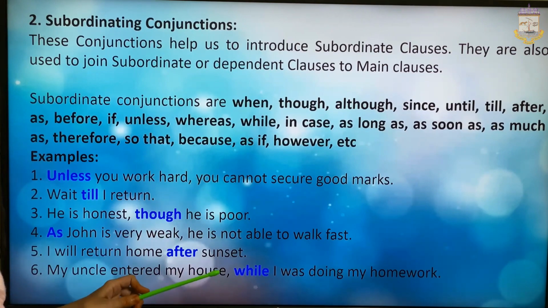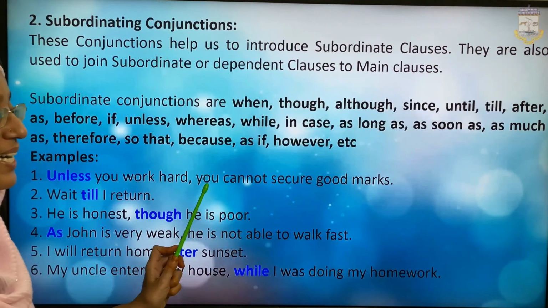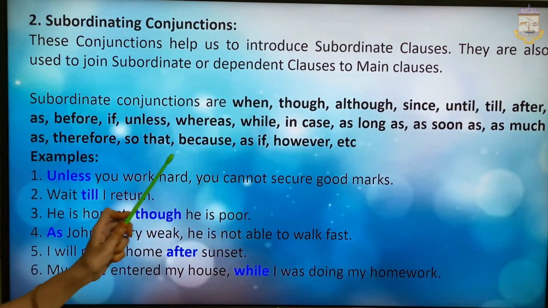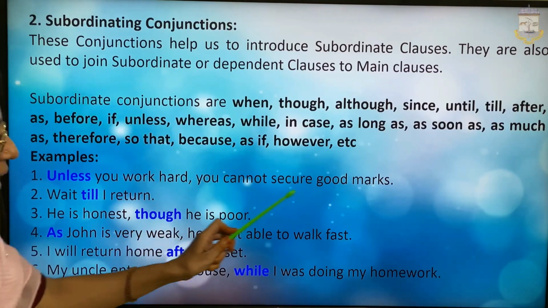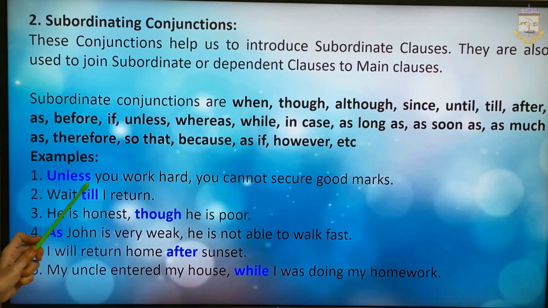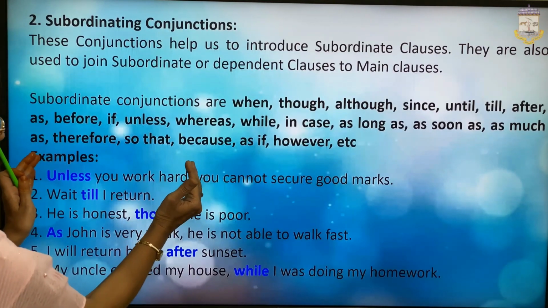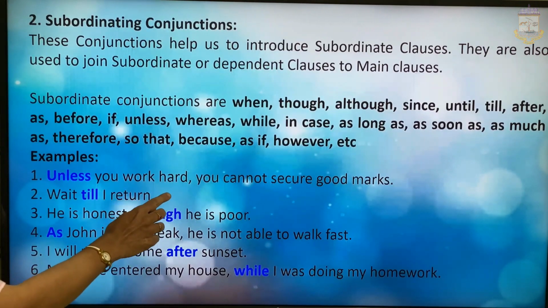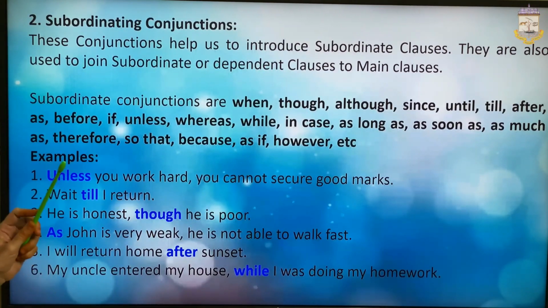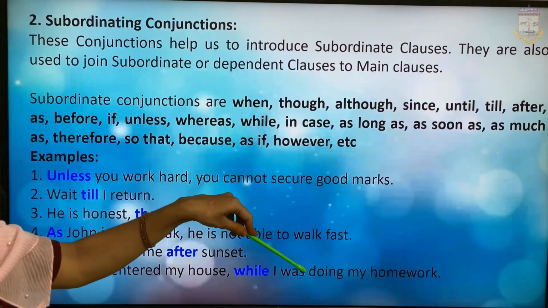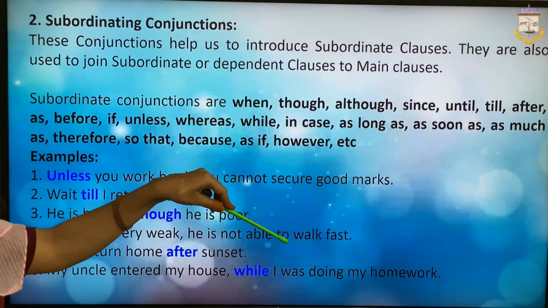Which has a subject and a predicate of its own, and it is independent. This is a main clause and this is a subordinate clause because it has a subordinating conjunction. Unless is a subordinating conjunction. This particular part of the sentence, unless you work hard, cannot make sense on its own. It has to depend on the main clause to convey its meaning.